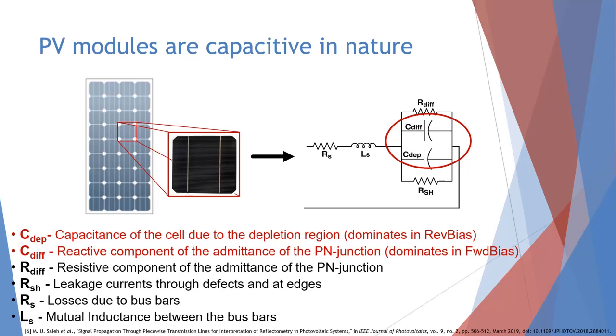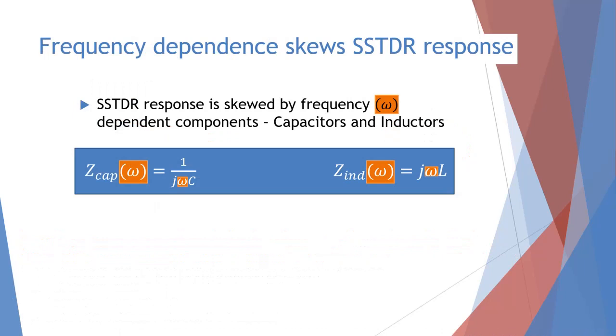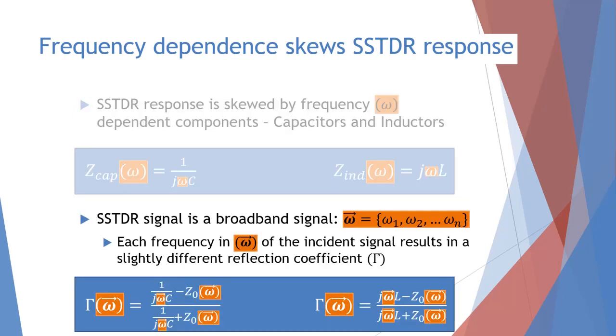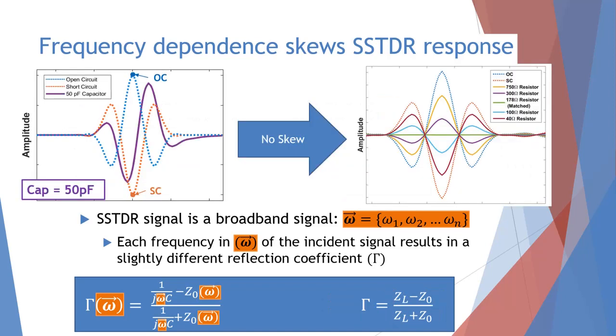The SSTDR response is skewed by frequency-dependent components, such as capacitors or inductors. And since the SSTDR signal is a broadband signal, each frequency of the incident signal results in a slightly different reflection coefficient. This slight difference in reflection coefficient over the whole frequency band of the incident signal results in the SSTDR signal being skewed.